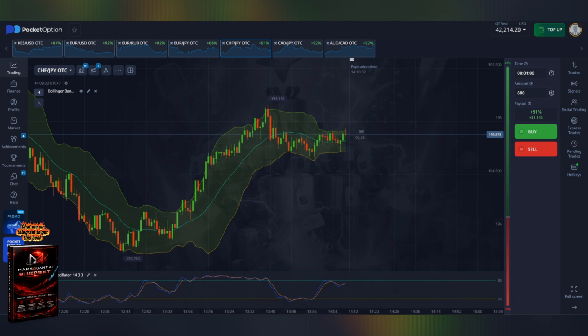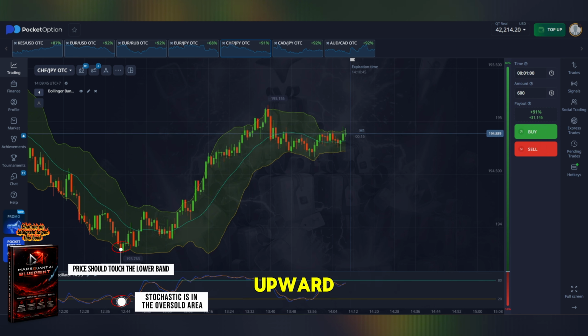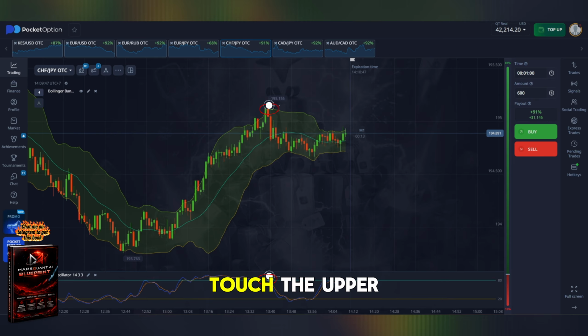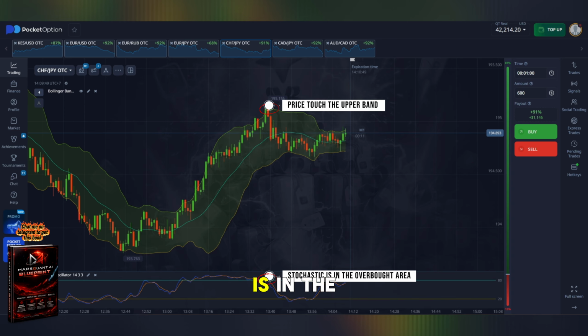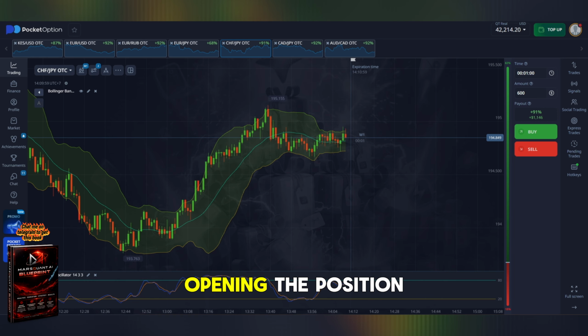To use the Bollinger Bands and stochastic strategy, first wait for the price to reach the upper or lower Bollinger Band. For a buy setup, price should touch the lower band while the stochastic is in the oversold area below 20 and begins to cross upward. For a sell setup, price should touch the upper band while the stochastic is in the overbought area above 80 and begins to cross downward. However, do not enter immediately. Always wait for a clear rejection and a completed candlestick confirmation before opening the position.